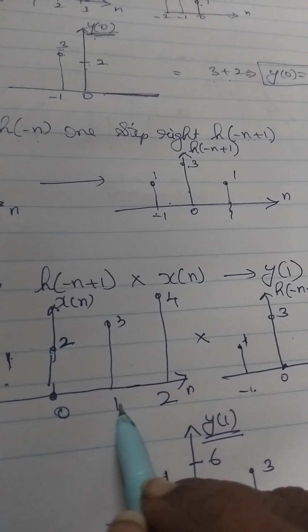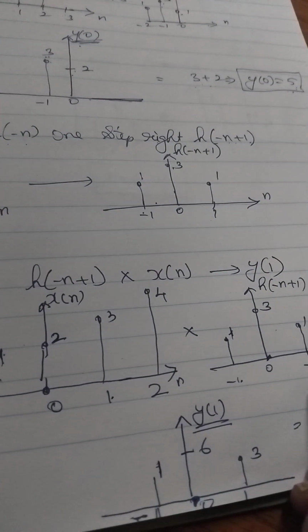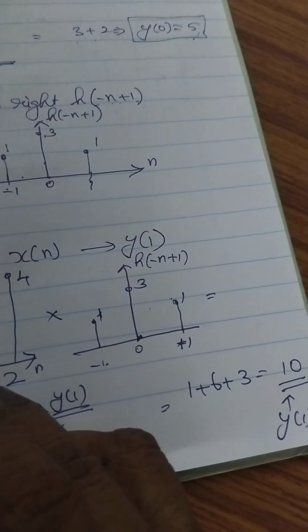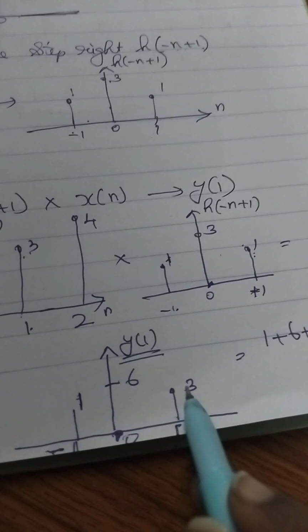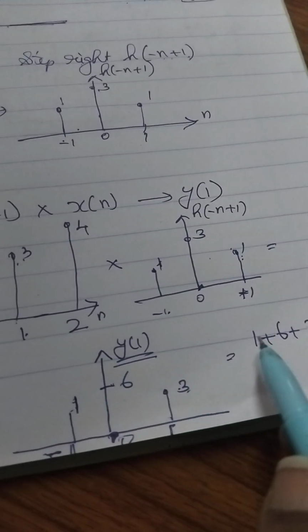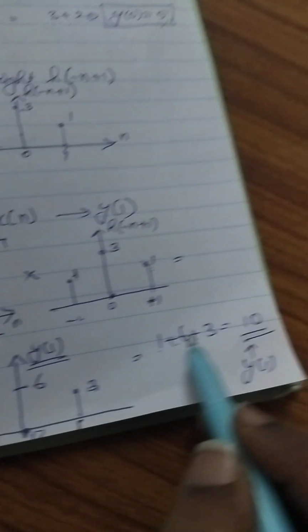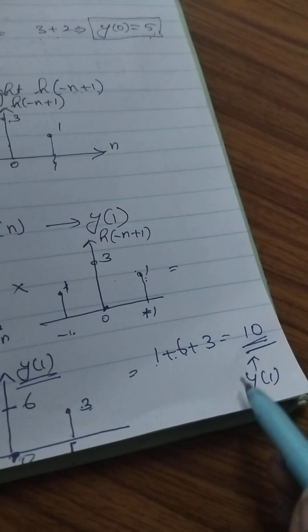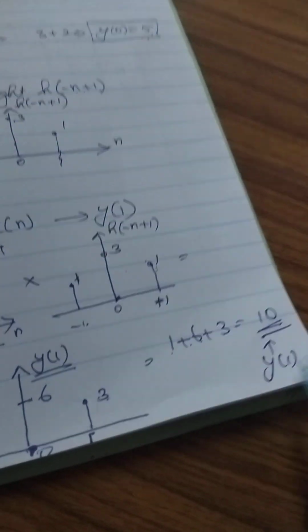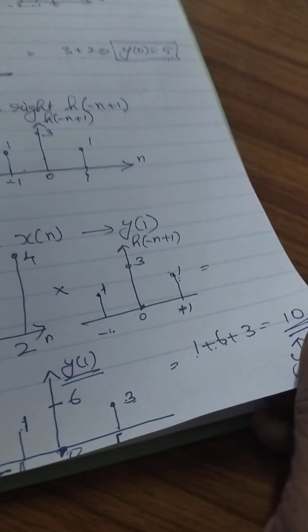Now coming to n is equal to 1. At n is equal to 1, you have 3, and here at n is equal to 1, you have 1. So 3 into 1 is 3. You mark it at n is equal to 1 as 3. So now you have 3 elements, 1, 6 and 3. Add these 3, you will get the answer 10, which is nothing but y of 1. This is how you are going to get your y of 1, y of 2, 3, 4, etc.